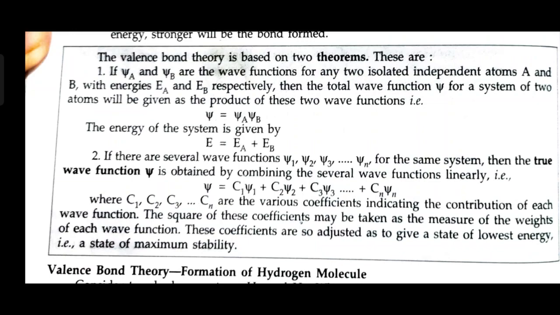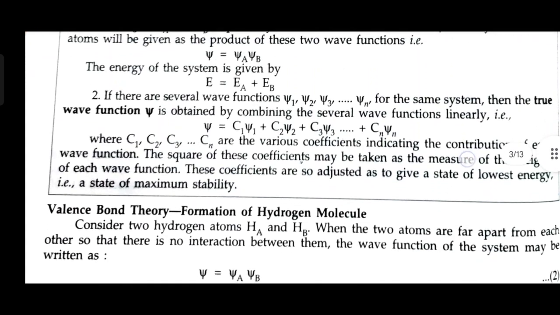Second, if there are several wave functions psi 1, psi 2, psi 3 up to psi n for the same system, then the true wave function psi is obtained by combining the several wave functions linearly. Psi equals C1 psi 1 plus C2 psi 2 plus C3 psi 3 up to Cn psi n, where C1, C2, C3 up to Cn are the various coefficients indicating the contribution of each wave function. The square of these coefficients may be taken as the measure of the weight of each wave function. These coefficients are so adjusted as to give a state of lowest energy, that is, a state of maximum stability.